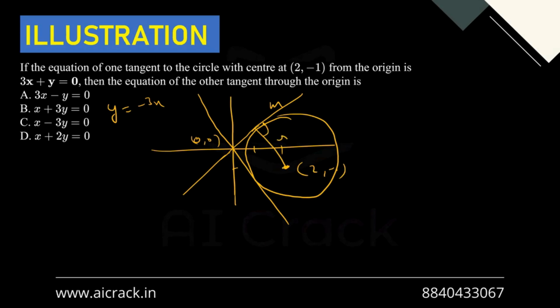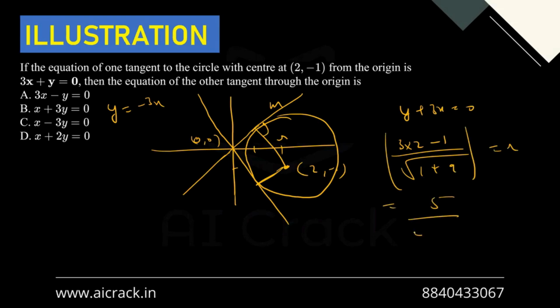So we can find r by dropping the perpendicular from this center onto this given tangent line, that is y plus 3x equals 0, right? So basically what we have to do, we have to drop perpendicular from this particular point onto this tangent. So that would be 3 times 2 minus 1 divided by under root 1 plus 9. Okay, and that should be our modulus of it. Okay, that would be 5 by root 10 equals r. Now you have to equate this distance r to the distance from this point onto this particular tangent.